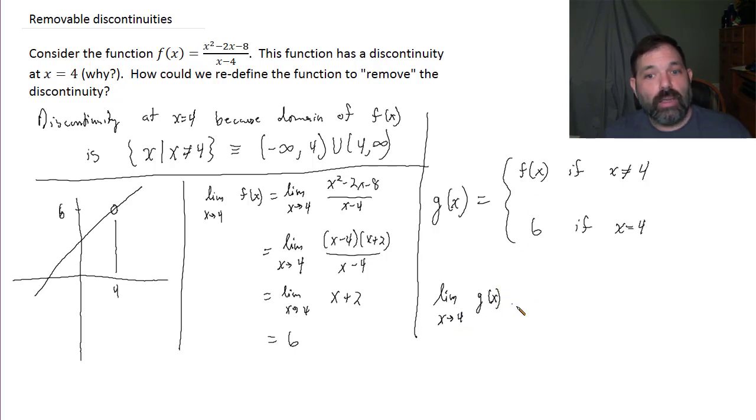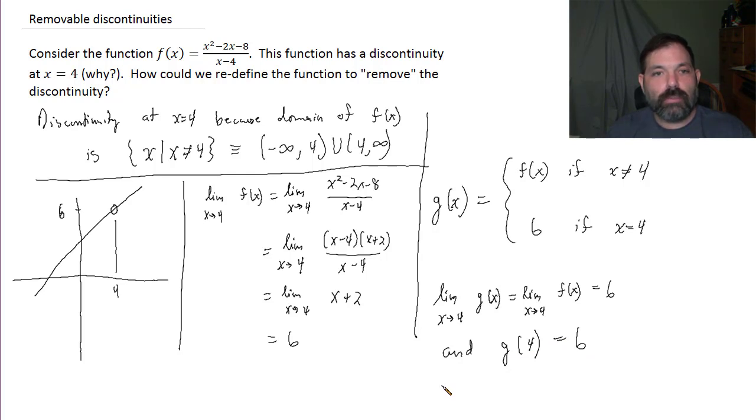would be then the limit as x approaches 4 of f of x, because if we're approaching 4, we're not equal to 4, we're just getting close to 4. So the limit as x approaches 4 of g of x would be the limit as x approaches 4 of f of x, which would be 6, and g of 4 is also equal to 6 by definition. So here's how we could redefine the function to make it continuous.